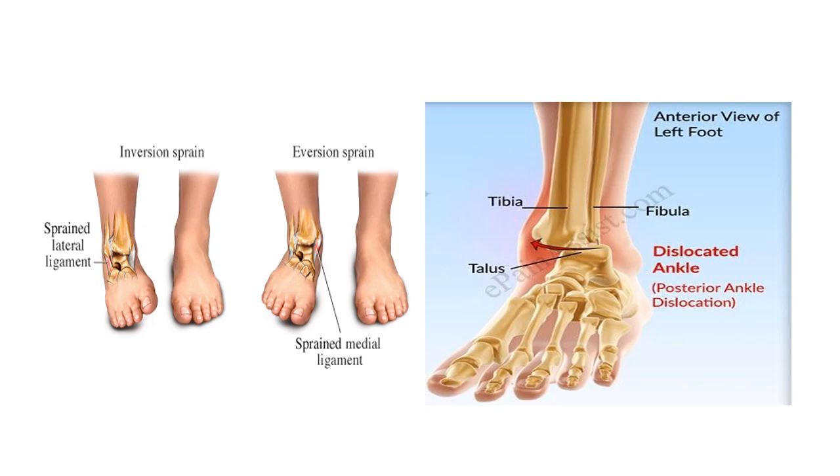So on your left side is one of the common types of ankle dislocation, which is the posterior ankle dislocation. In this position, the force moves the foot backward and the talus moves in a posterior direction in relation to the distal tibia and causes dislocation.